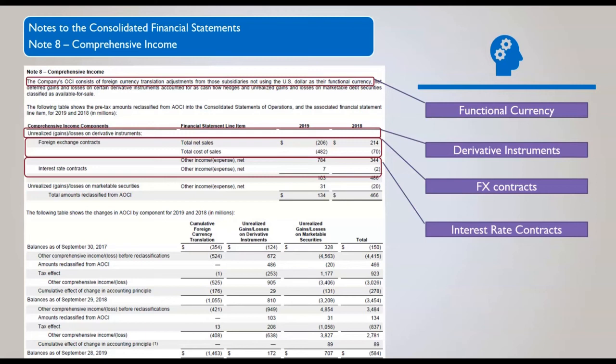Overall, the key takeaway for this table is we can see the impact of foreign exchange contracts and interest rate contracts and their impact on other comprehensive income, or OCI.